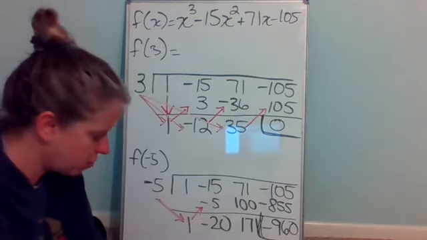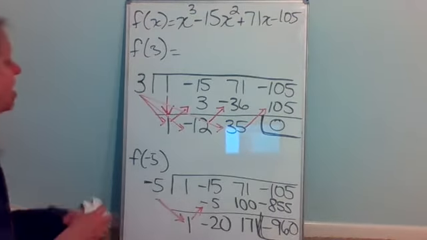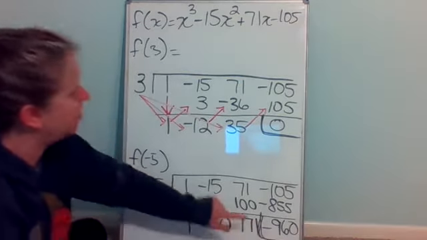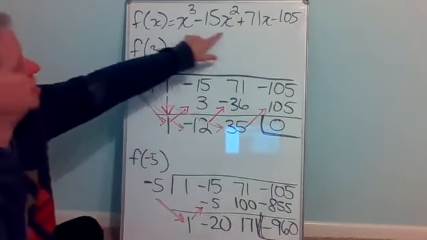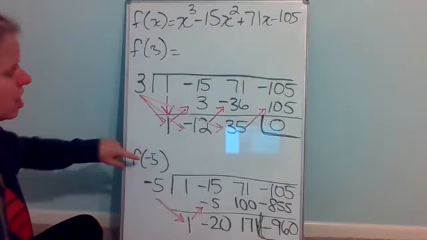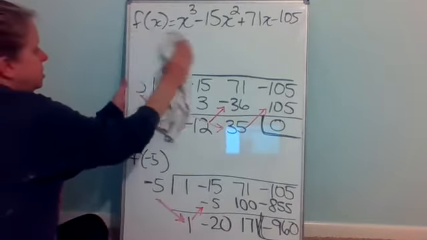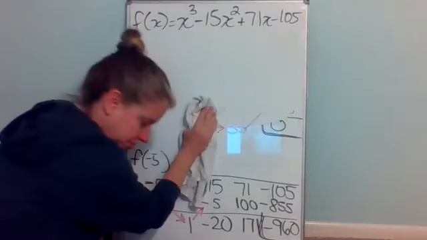And then it has one more that it wants you to do. The last one is find f of 7. So what does this mean? That f of negative 5 was negative 960. That means that this function is not going to cross the x-axis at negative 5. So let's look at the last one.